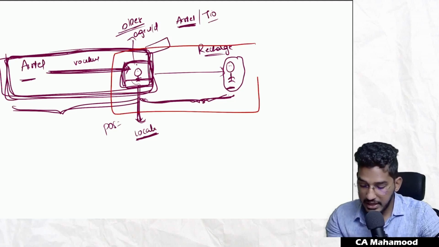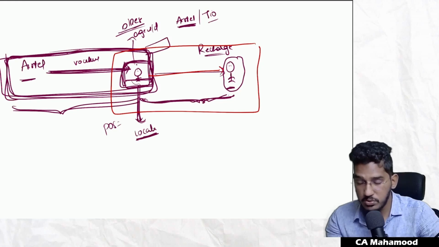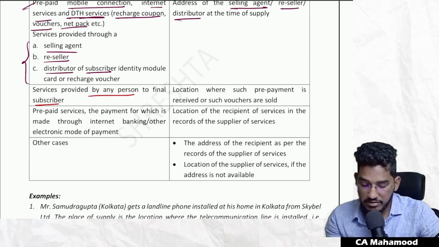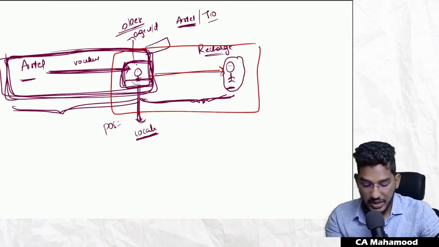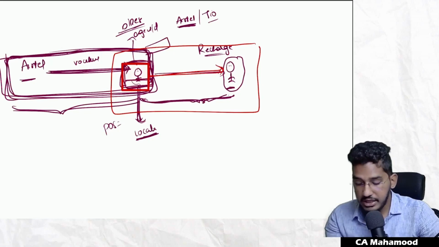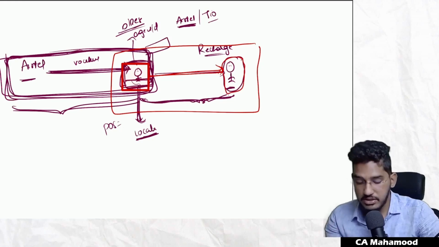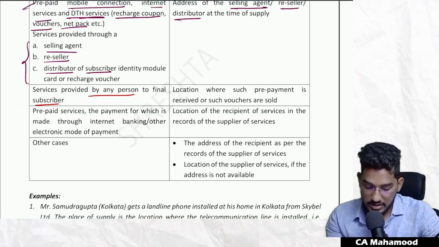Sir, this seller, agent or reseller is providing this recharge facility to the ultimate consumer. For this, what is the place of supply? Let us see. Services provided by any person to the final subscriber. Now you have received the services as an agent, reseller, distributor. Now you will provide services to the final subscriber, you will do the recharge. Now what is the place of supply for this? Let us see what they are telling.